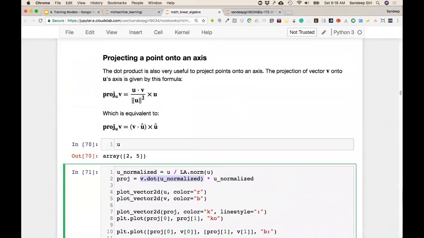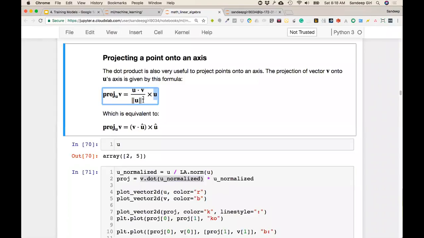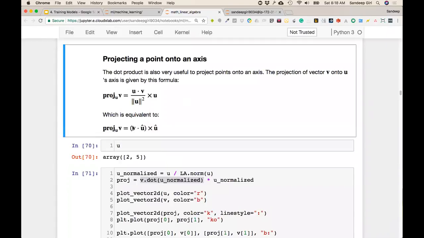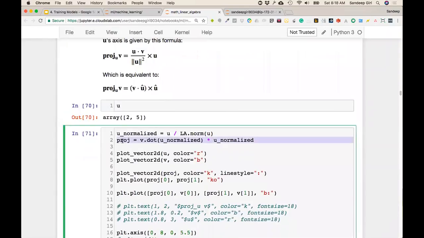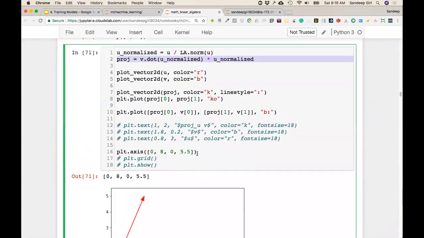You can see that we have done the square of this one. That means if we divide U by mod of U, as in the norm of U, as well as this by the norm of U, we will get this formula. So we are doing the dot product of V with the unit vector, as in the normalized vector. So if we are doing V dot normalized vector of U into the normalized vector U, then we'll get the projection. That's what we are doing here. So this is the projection that we have computed, and then we have represented it in the diagram.